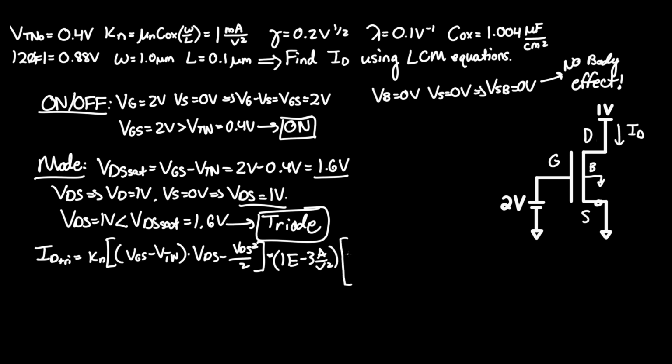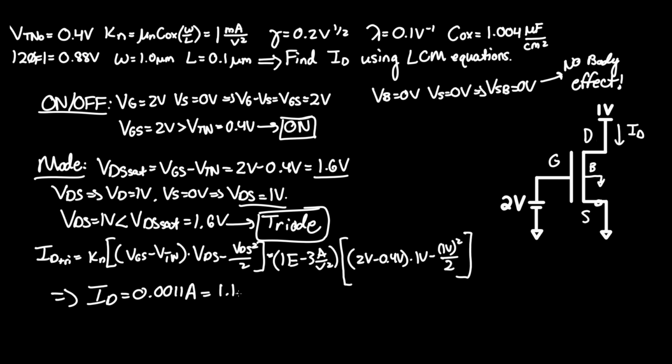times VGS, which was 2 volts, minus VTN, which was 0.4 volts, times VDS, which we found to be 1 volt, minus 1 volt squared, which is just 1 volt squared over 2. And putting that in the calculator, we get our final answer of ID equal to 0.0011 amps, which is equivalent to 1.1 milliamp.